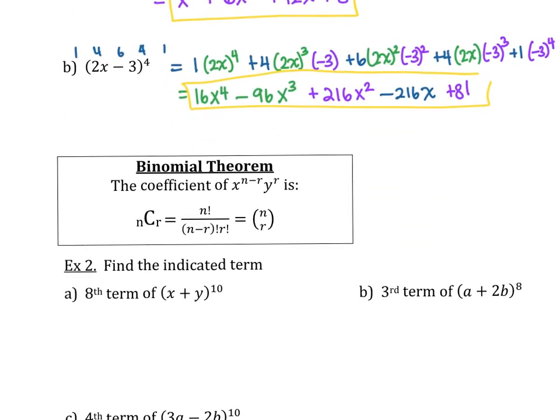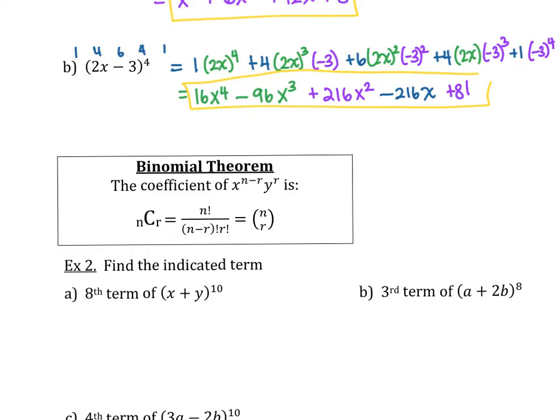Okay, binomial theorem says the coefficient of x to the n minus r y to the r is n choose r. This is just giving the formula. And another way of writing n choose r is writing it like this with these big parentheses. We pretty much never write it like that, but that's how the formula is expressed, so we're going to go with it.